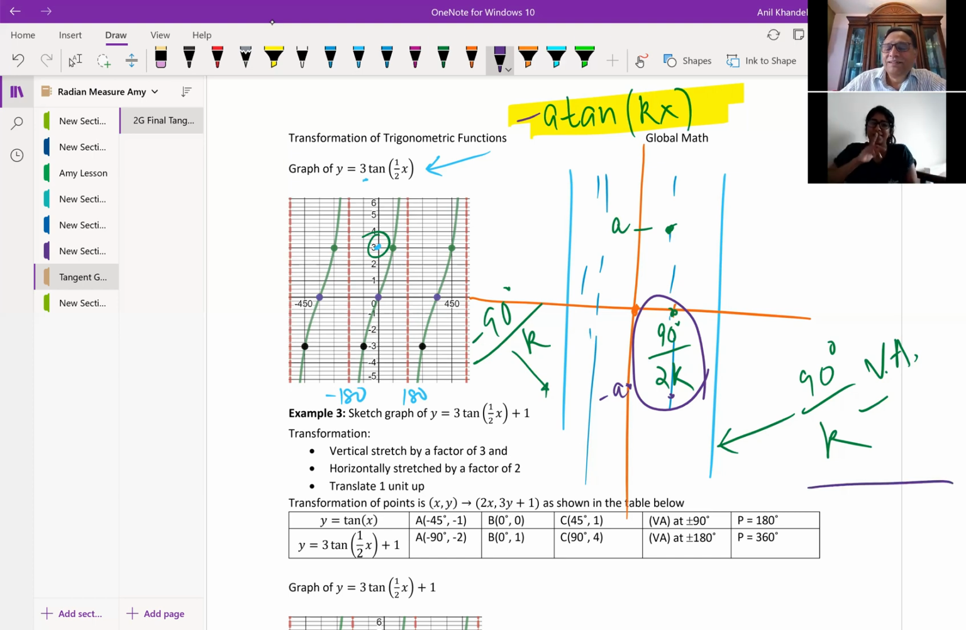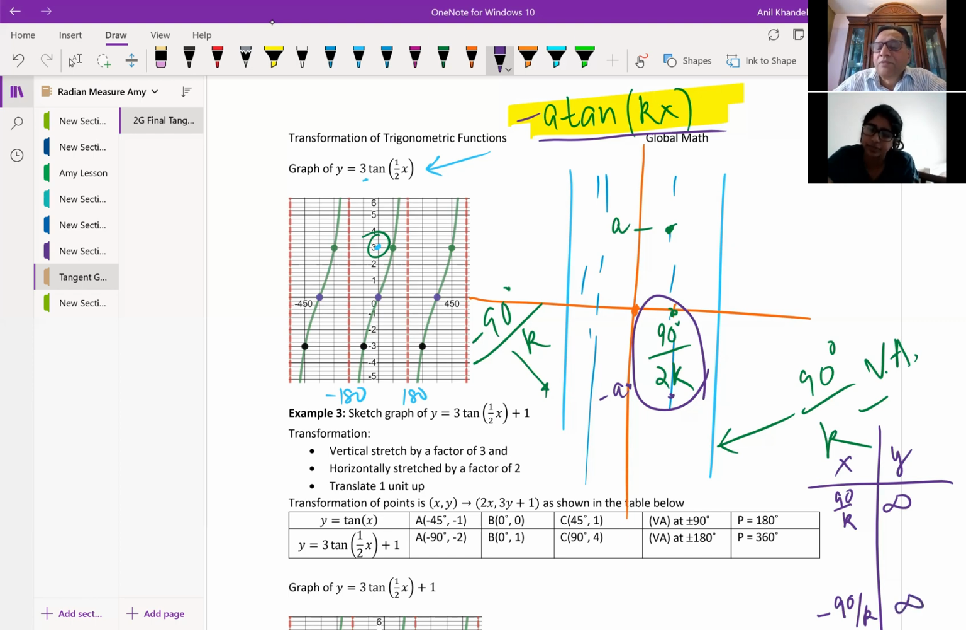Okay, wait. So with y equals 3 tan half x, if I knew that a is 3, then I'm going to sub in k as a half. Let me begin again. X and y values for the graph a tan kx, correct? If my x value is 90 divided by k, then there is a vertical asymptote. Do you see that? Even when I have this as minus 90 by k, I am going to an infinitely large value, but this is going towards negative infinity. Does it make sense to you?